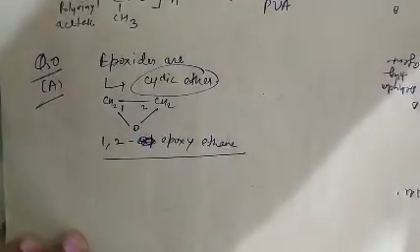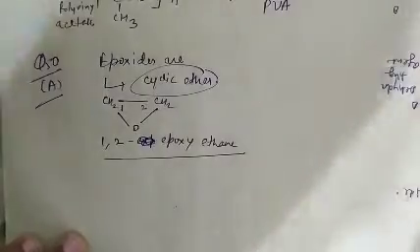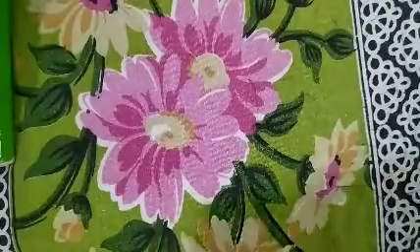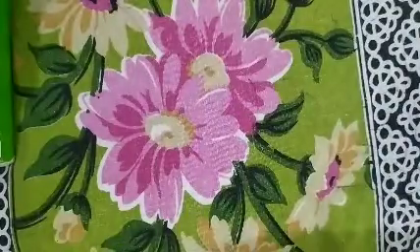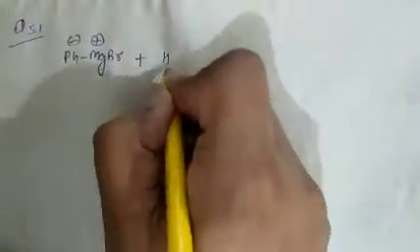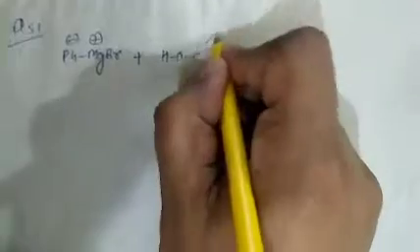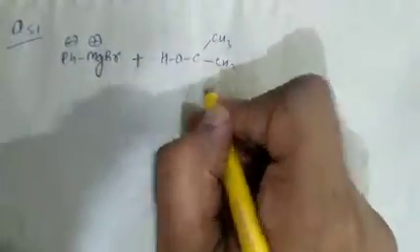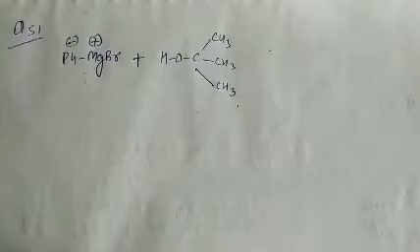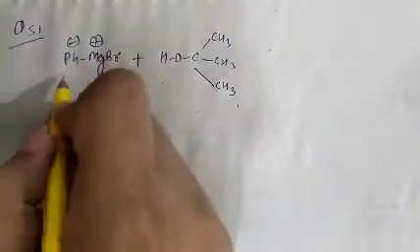See question number 51. Question number 51 is basically when phenyl magnesium bromide, that is Ph minus and Mg plus, reacts with tertiary butanol. So tertiary butanol has 3 CH3 groups attached to the carbon bearing the oxygen atom. Now an acid base reaction will take place.